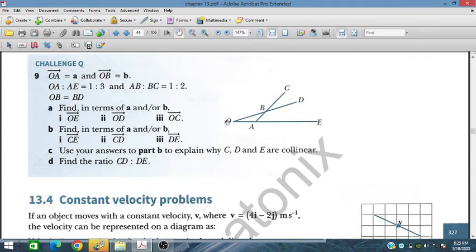So find in terms of a and b the value of OE, OD, and OC. Also find, in terms of a and b, CE, CD and DE. Use this to explain why C, D and E are collinear, so this becomes a single line. Once collinear, we have to find the ratio of CD and DE. This is very important, a very challenging one.